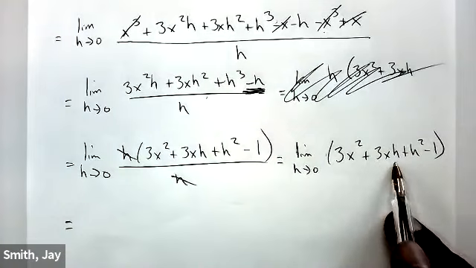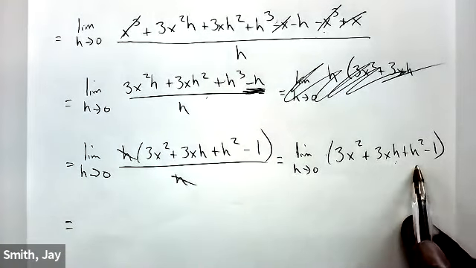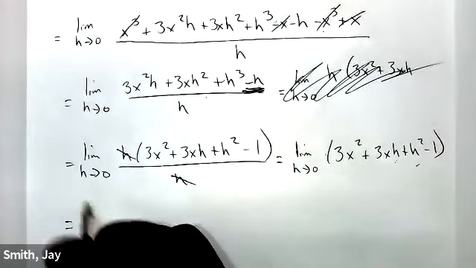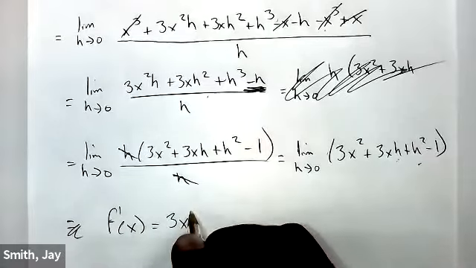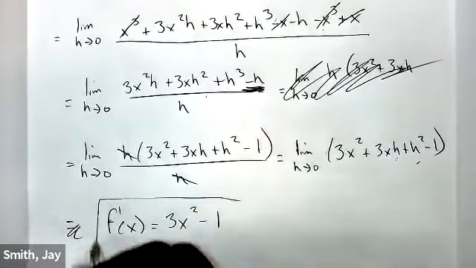So 3 times x times 0, that's 0. 0 squared, that's 0. Our answer, or the expression that represents f prime of x, the slope of the tangent line at a given x, would be 3x squared minus 1.